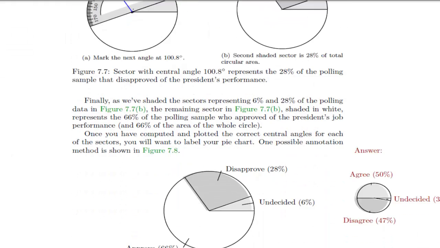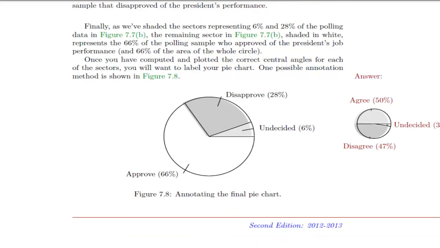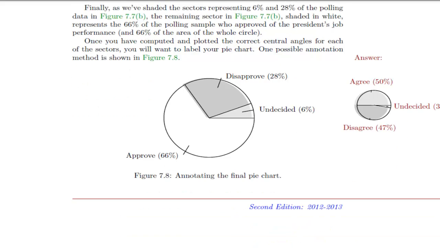Finally, as we've shaded the sectors representing 6% and 28% of the polling data in figure 7.7b, the remaining sector in figure 7.7b, shaded in white, represents the 66% of the polling sample who approved of the president's job performance and 66% of the area of the whole circle. Once you've computed and plotted the correct central angles for each of the sectors, you will want to label your pie chart. One possible annotation method is shown in figure 7.8.